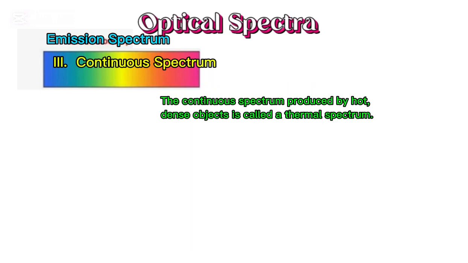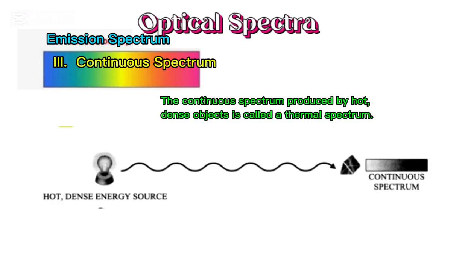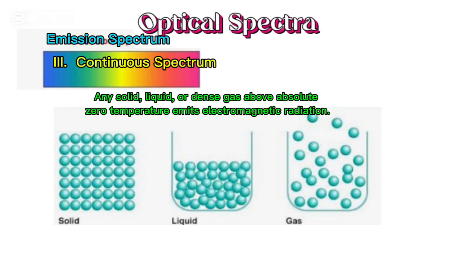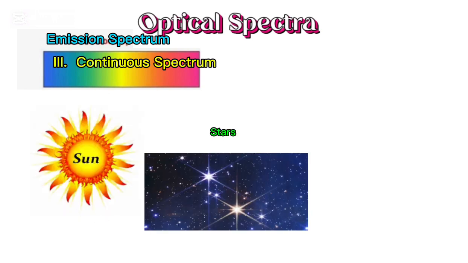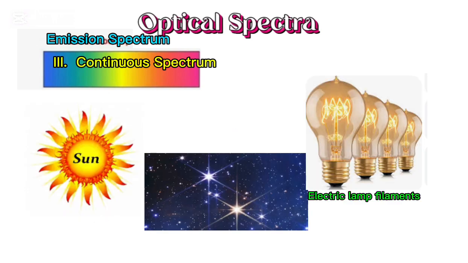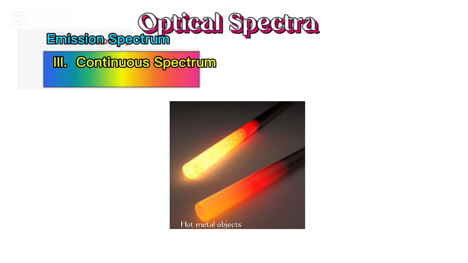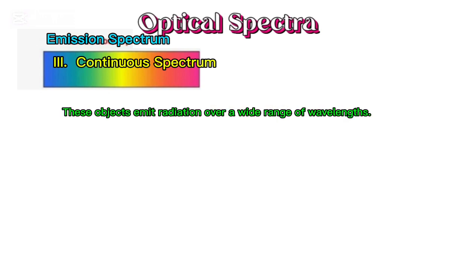The continuous spectrum produced by hot, dense objects is called a thermal spectrum. Any solid, liquid, or dense gas above absolute zero temperature emits electromagnetic radiation. Examples include the sun, stars, electric lamp filaments, and hot metal objects. These objects emit radiation over a wide range of wavelengths.